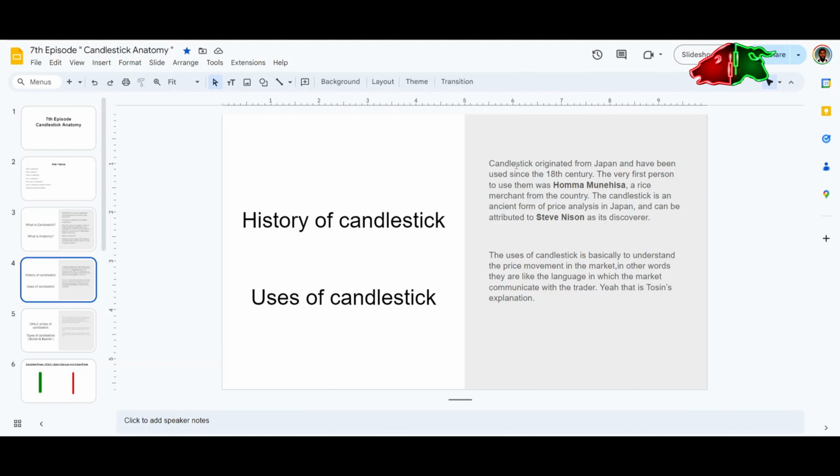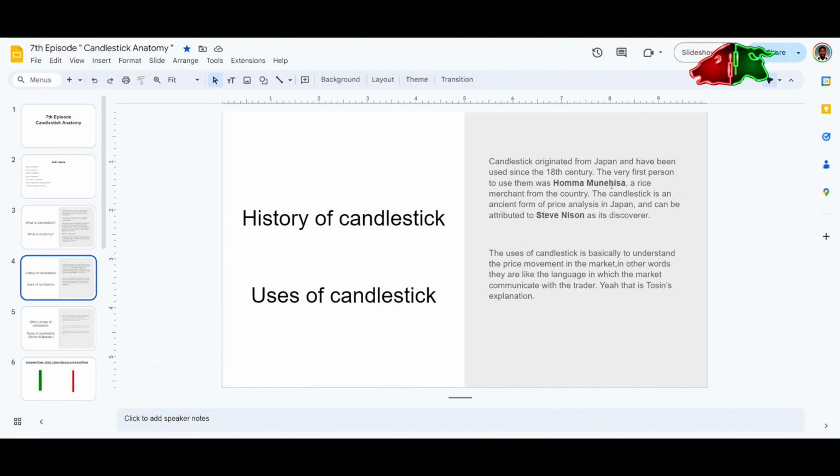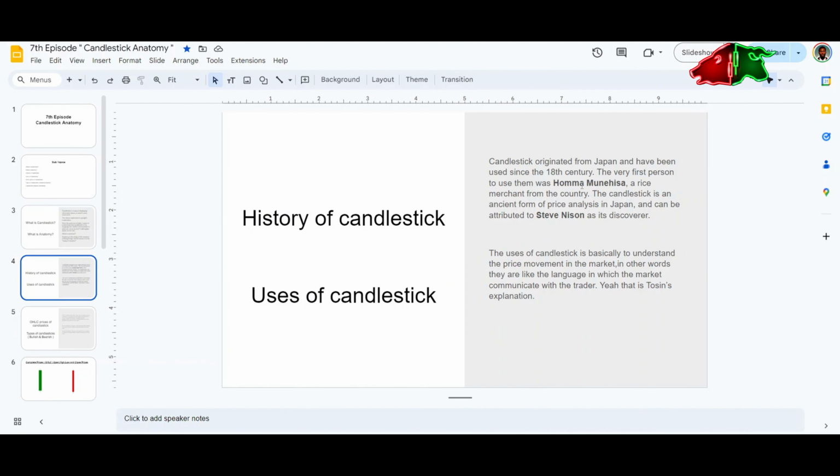Right, so history of candlesticks. Candlesticks originated from Japan and have been used since the 18th century. The very first person to use them was Ouma Nyoe-isa. If I'm talking about a role model or someone I look up to in trading, this is the person I refer to always. You understand? Because for him to be the first person to use candlestick pattern, man, God bless his soul.